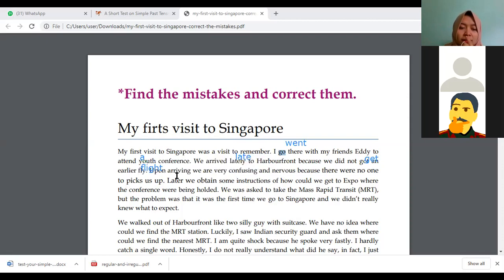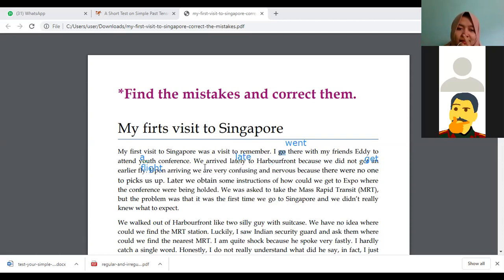Next, upon arriving, we are very confusing. Very confused, yeah, very confused and nervous. Confusing and confused, these two words are different, yeah. Confused is when you get confused. Confusing is when you make somebody confused. And nervous because there were no one to pick us up. To pick us up. No S, yeah, no need for S.